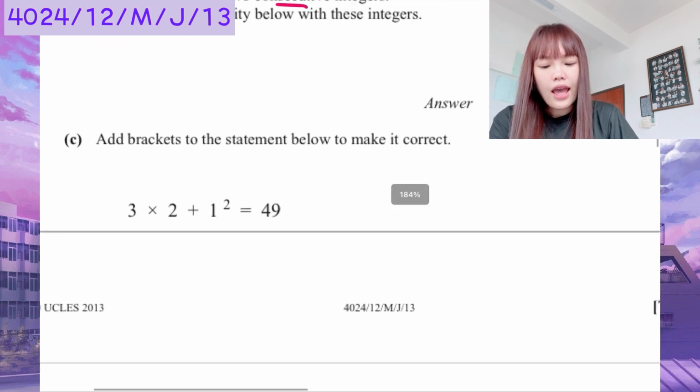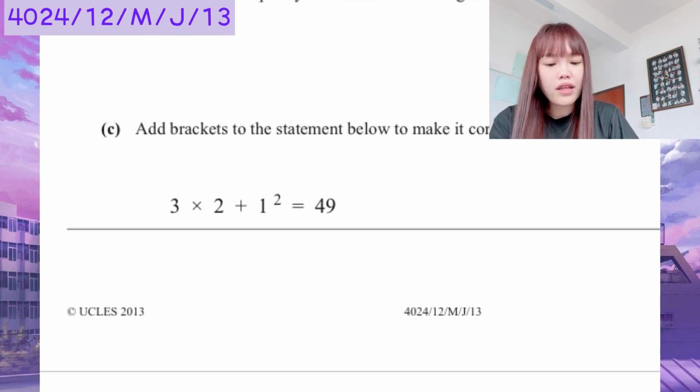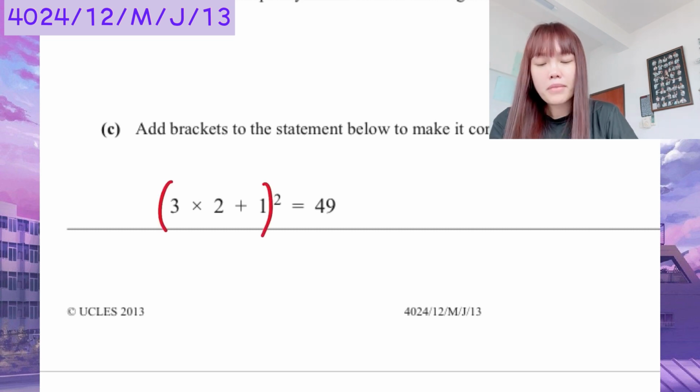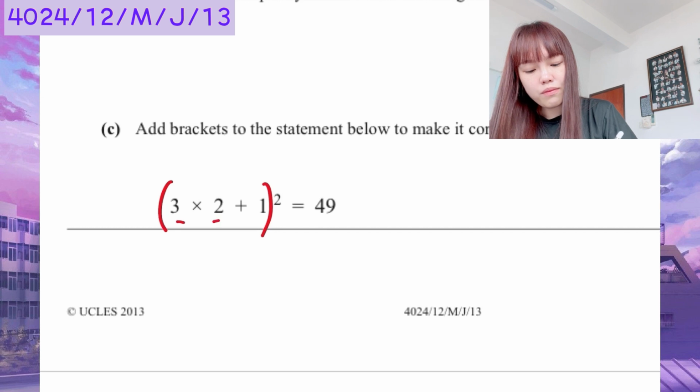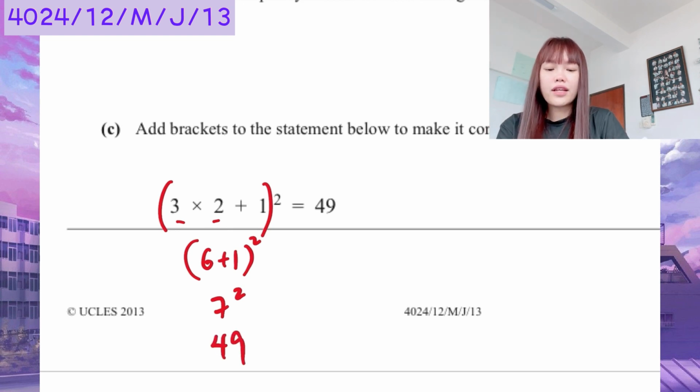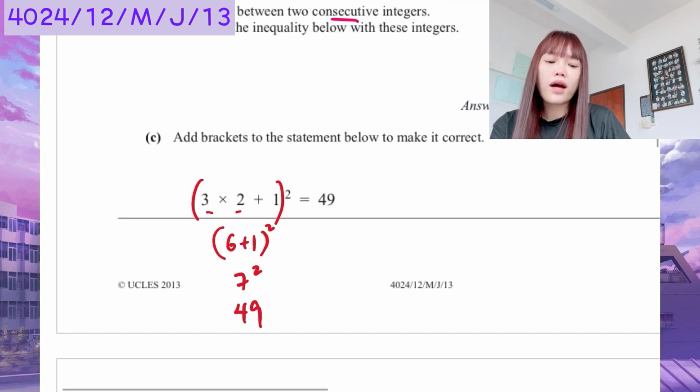Okay, part C. Add brackets to the statement below to make it correct. Okay, so the correct bracket here is like this. Because here it will become 3 times 2, which is 6. After you add 1 and then square, it's actually 7 squared, and it becomes 49. Okay, so the bracket is like this. So this one is also 1 mark.